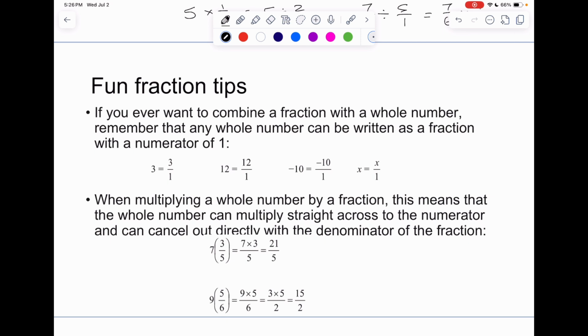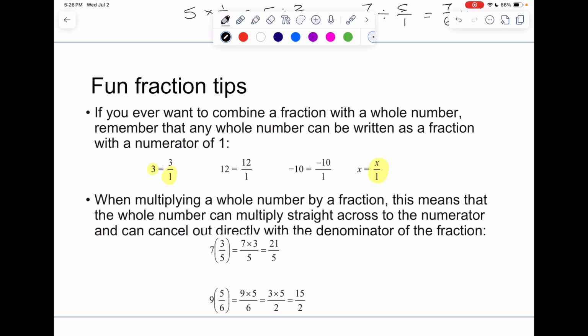If you ever want to combine a fraction with a whole number, remember that any whole number can be written as a fraction. A 3 has an invisible 1 sitting underneath it always. Yes, any whole number does. So if you want to combine them, you can always put it over 1. This works in algebra as well. X is just x over 1.